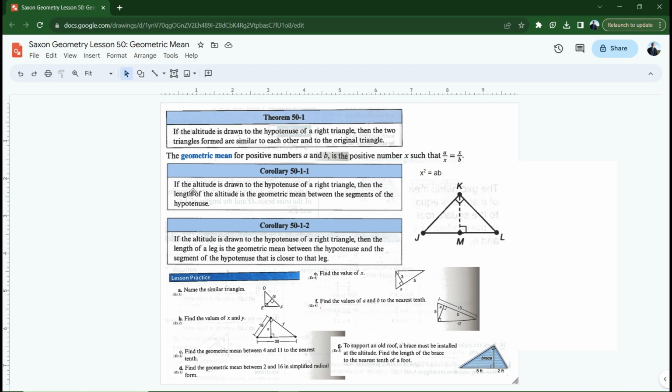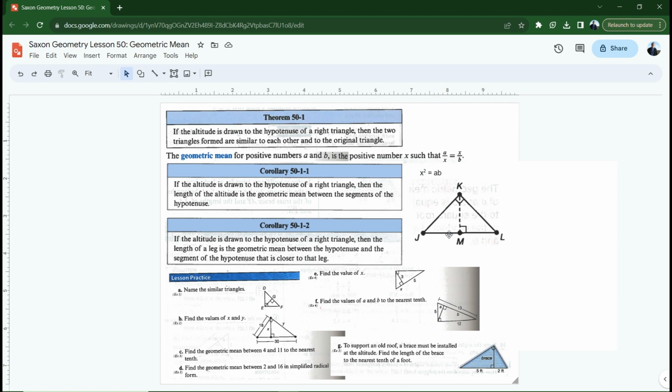Notice these are going to start off the same way as theorem 5-1. If the altitude is drawn to the hypotenuse of a right triangle, then the length of the altitude is the geometric mean. The length of the altitude is x, between the segments of the hypotenuse, between a and b. So the segments of the hypotenuse would be JM and ML, and the altitude itself is x. So this is the geometric mean of the hypotenuse segments, okay?